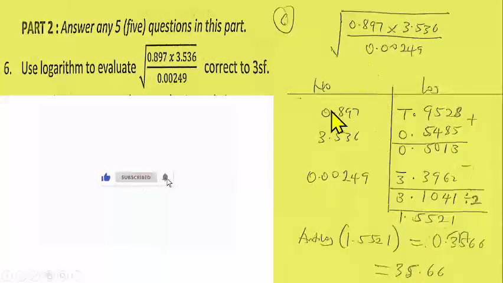Draw your table: number, then logarithm. So put 0.897 under the number. What's the characteristic of this number? That should be 1 bar point. Check 89 under 7 in your logarithm table, you have 95.28.